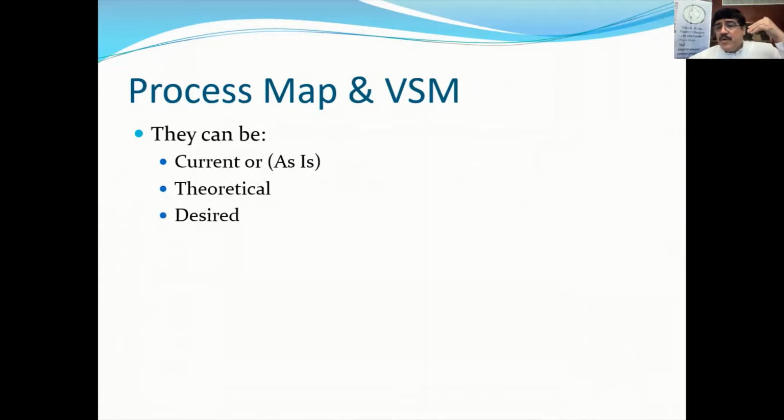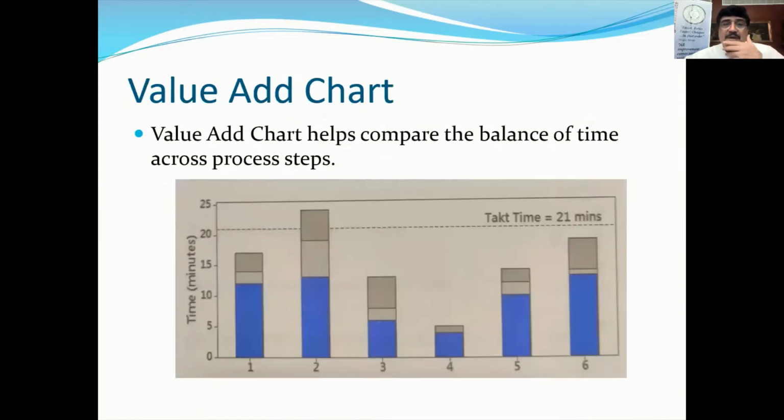All right. Process map or value stream map, they both can be current or as is, can be theoretical, like you say, well, we think this is what it is according to the manual, but the as is is more important, or it can be the desired one. You say, okay, this is not what the process map is. This is not what's in the manual, the theoretical one, but this is the desired one. So it can be current or as is, theoretical, or desired.